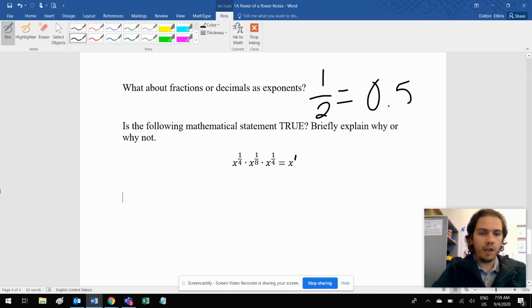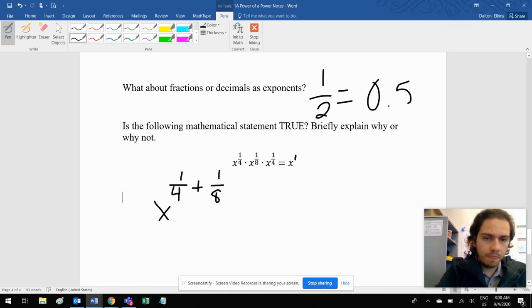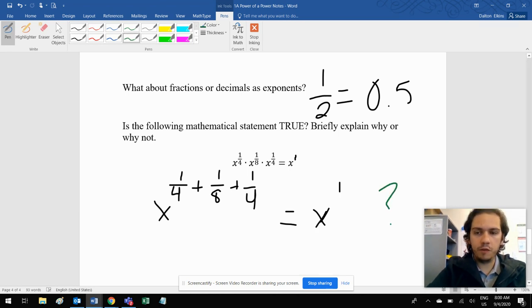So if this were a true statement, that means I could take the rules of exponents and say when I multiply bases, we add the exponents, right? So x to the power 1/4, I need to add all these together, plus 1/8 plus 1/4. And that should be equal to x to the power 1, or at least that's what we're trying to figure out, right? This is still a mystery to us.